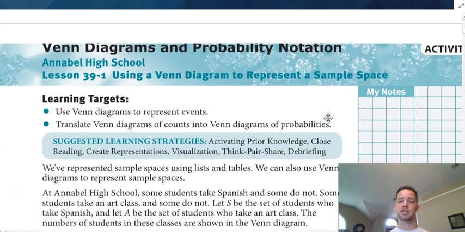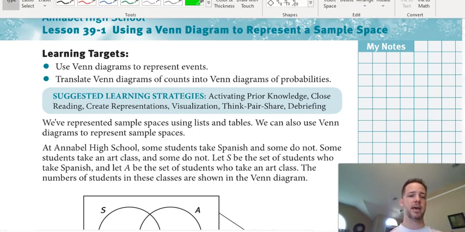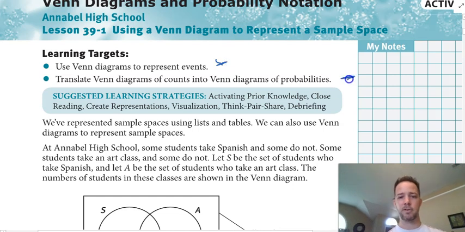So in this activity, our goals are to represent events using Venn diagrams, as well as convert Venn diagrams of counts into Venn diagrams of probabilities. So make sure we fully understand Venn diagrams and then use those to come up with some probabilities.